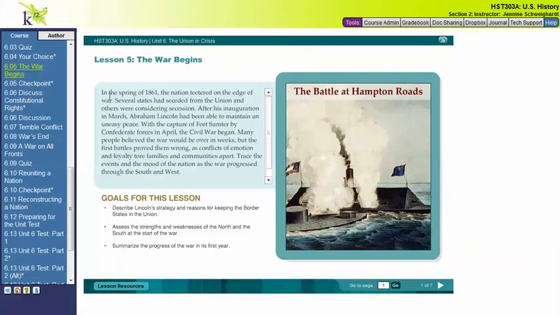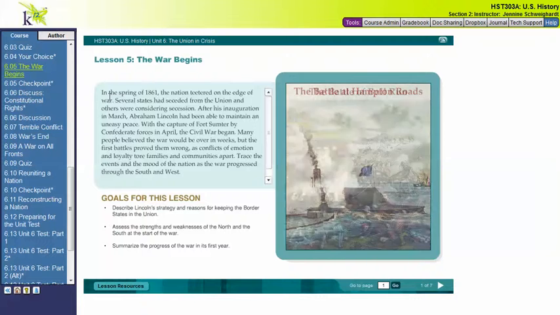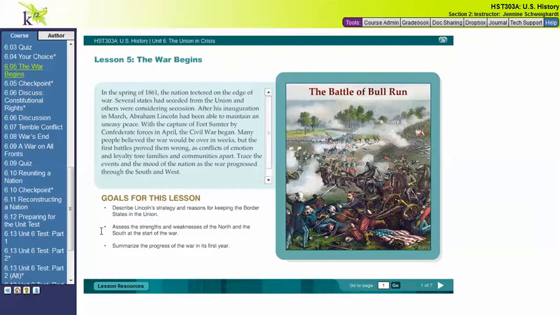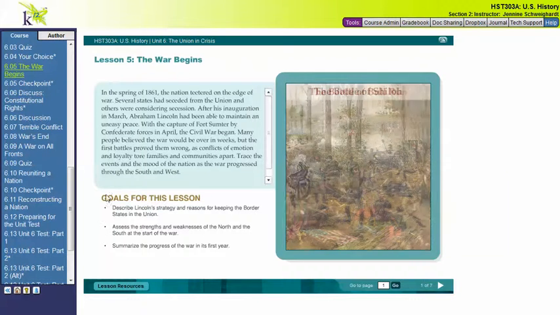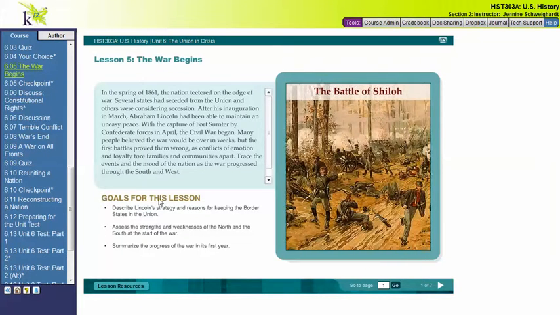Then it's going to go into talking about the strengths and weaknesses of the North and the South at the start of the war, and then on to talk about the first year of war itself. So you can see these topics outlined for you in the goals of the lesson.